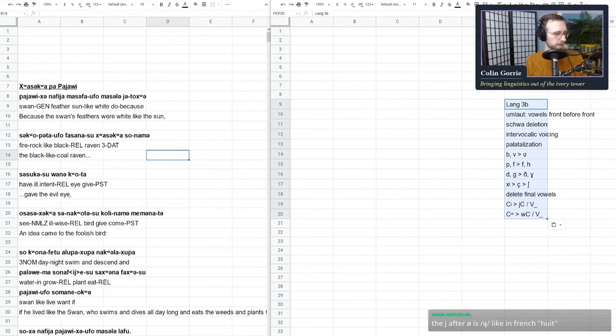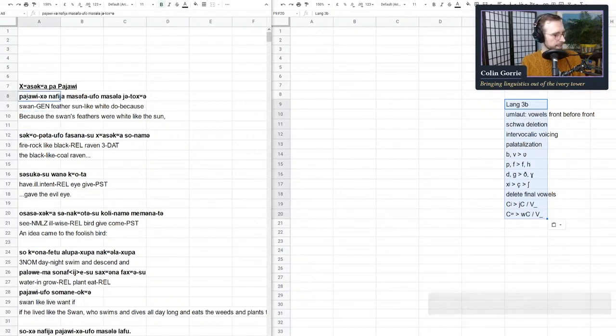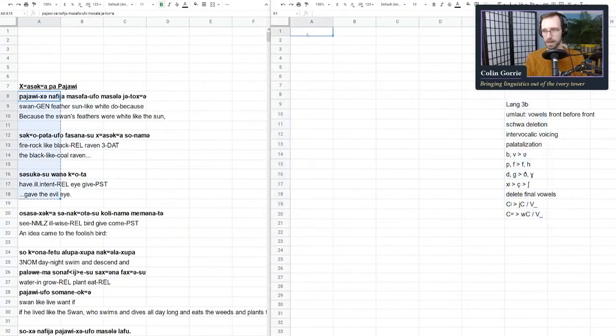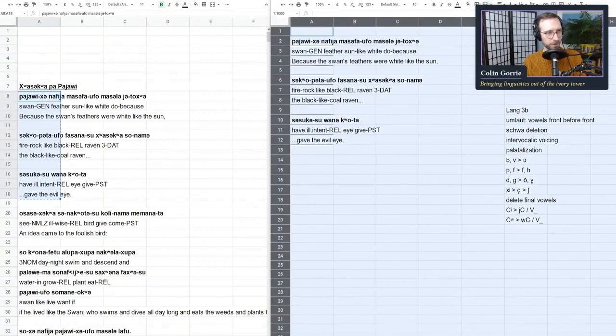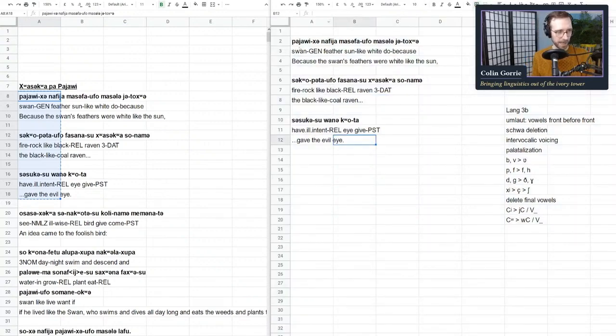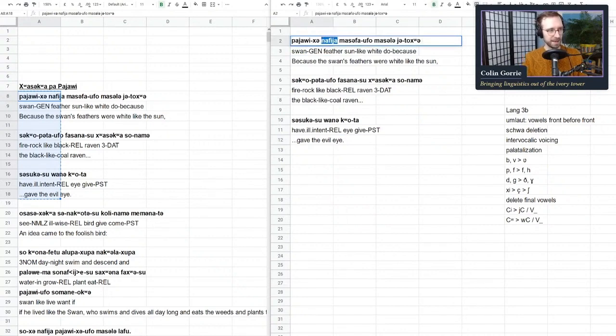And let's take this sentence and let's get to work on it. Don't ask me why it randomly created borders. No. Okay. So we have Payawicha Nafia Masafa Ufo. So what I want to do is to break us of this SOV structure in this language.